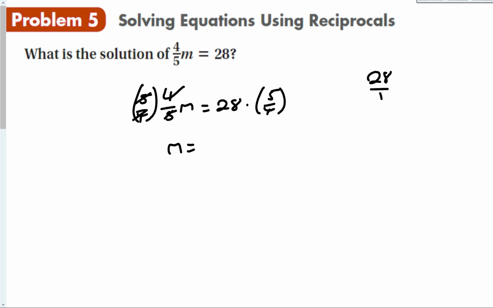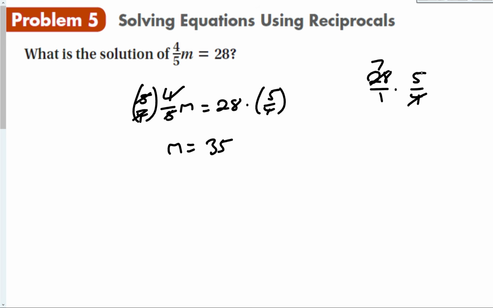Now, hopefully we remember how fractions work. That 28, we can think of that as 28 over 1 times 5 over 4. And the easiest way to simplify a fraction is to cancel things that are on the bottom with things that are on the top. So this 4 and this 28 can reduce to 7 over 1, which then turns this into 7 over 1 times 5 over 1, which is just 35.